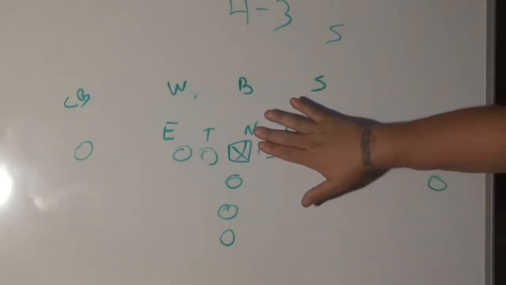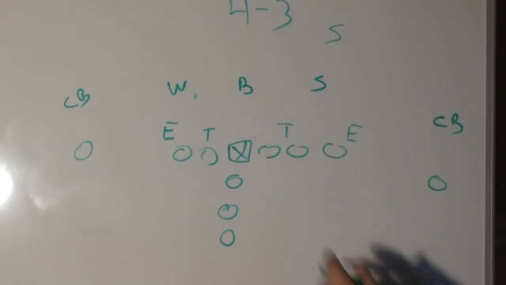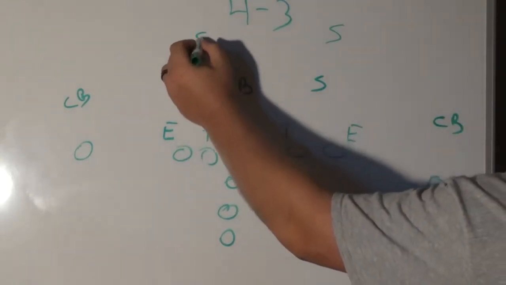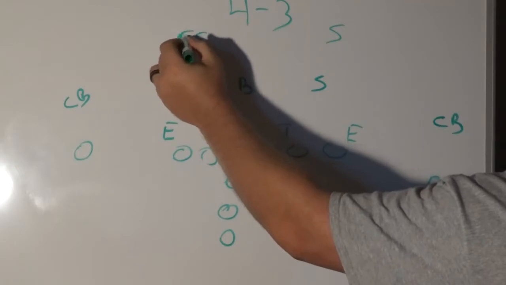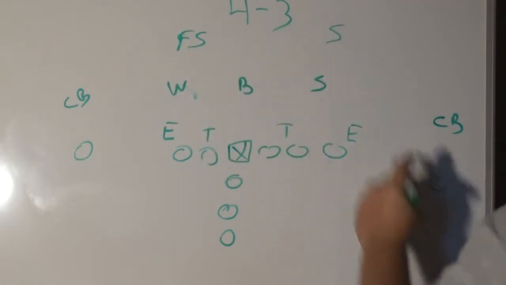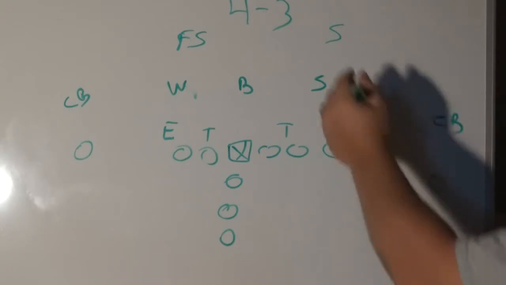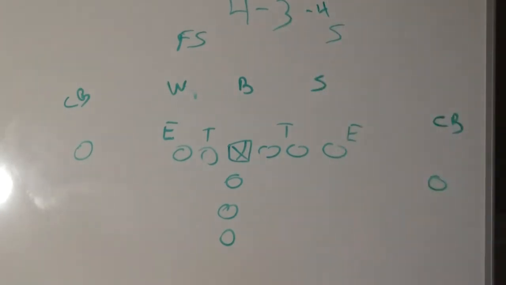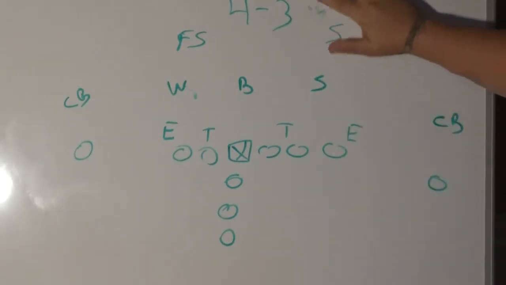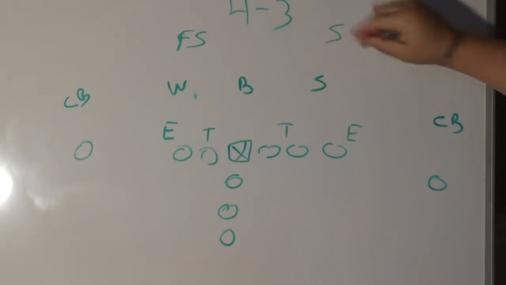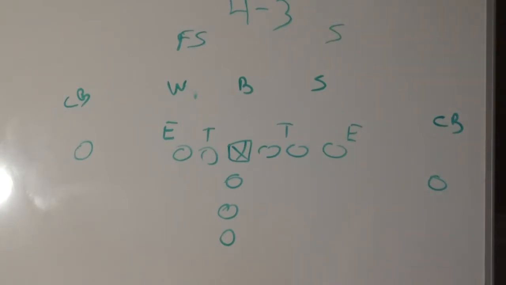When we go to a 4-0, all we do is we take our nose guard out and we add a second safety. We'll call him a free. So now we have 4-3-4. The 4 would be what your coverage is. It would be in zone coverage.